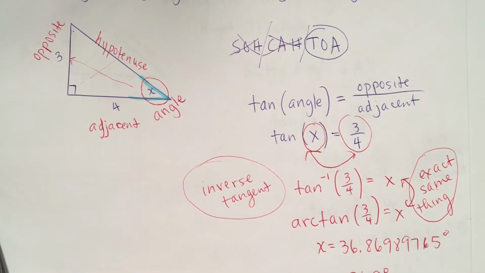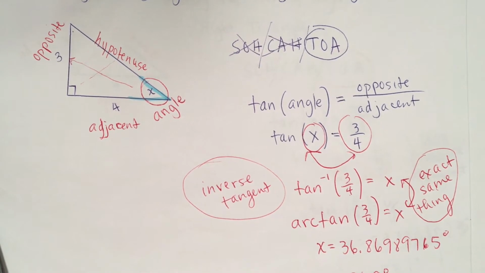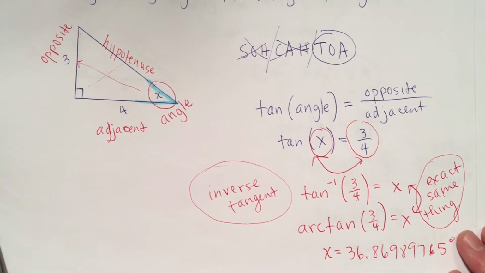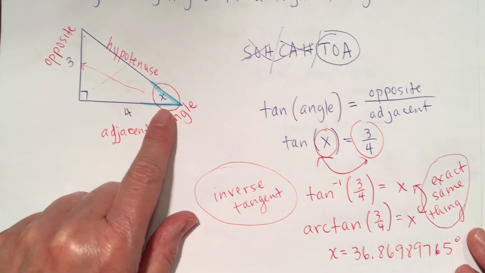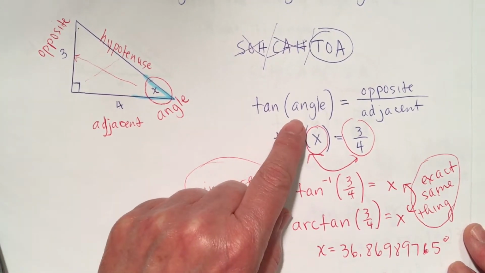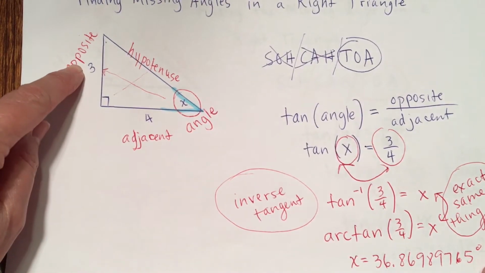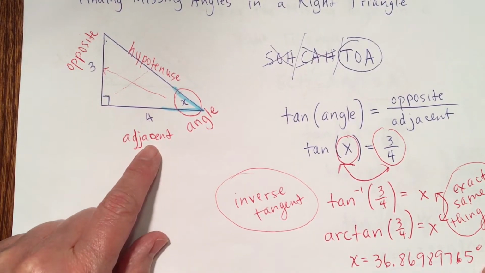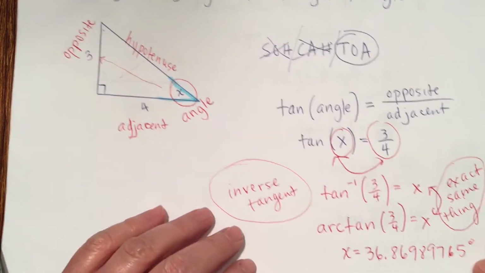Here are my pages from the two previous videos with solving for different parts of a right triangle. The first problem I did, I solved for x. I used tangent because I had the opposite and the adjacent side, and tangent uses opposite over adjacent.